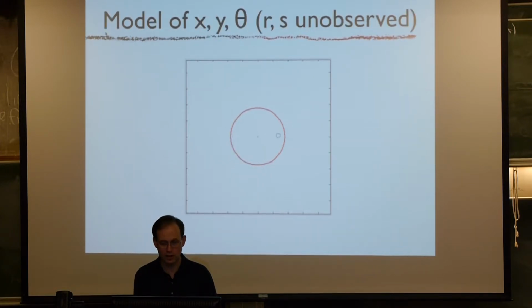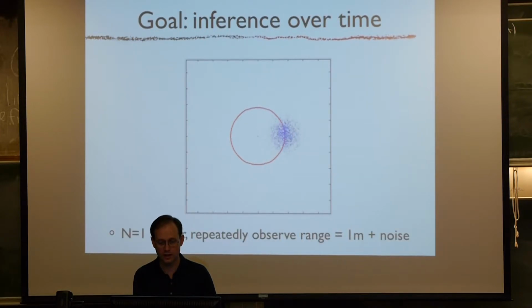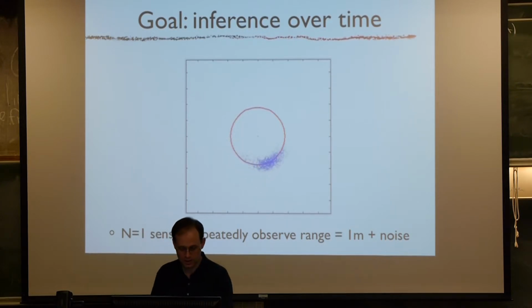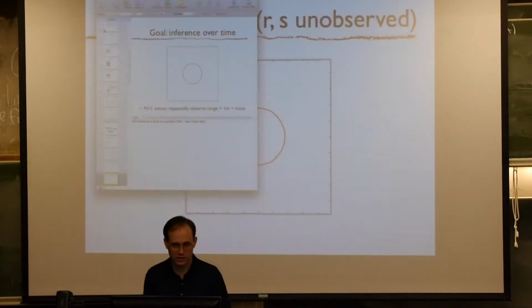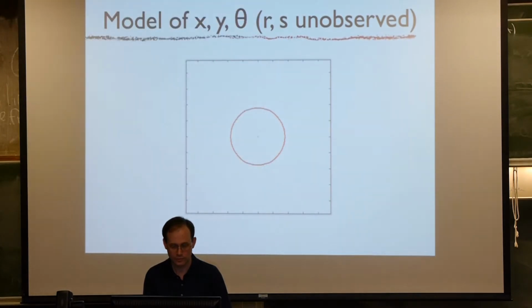So let me show that again. We start off with some fair bit of uncertainty, and as we keep observing, we get tighter and tighter clustering around being a meter from the obstacle. All right, so that's our goal.